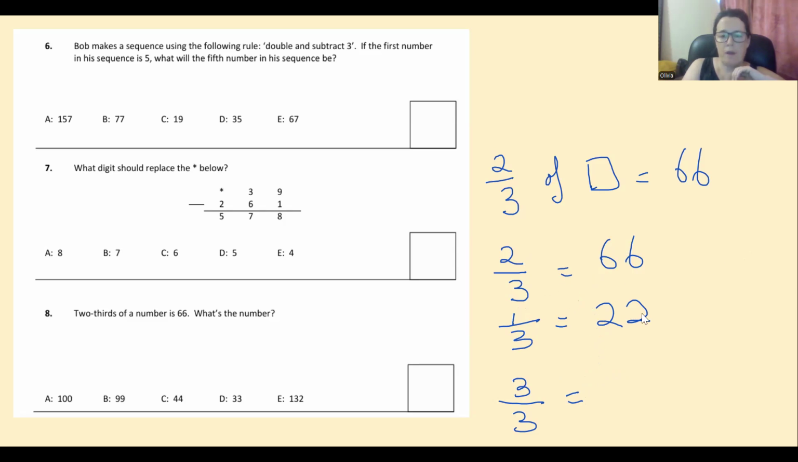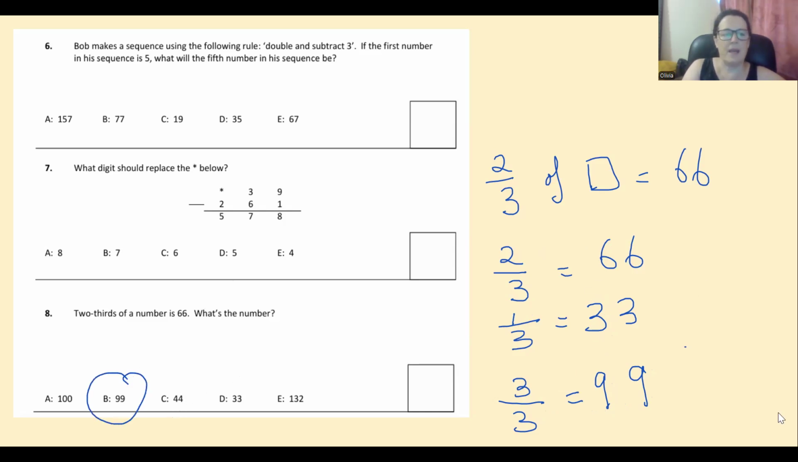Did you spot my awful mistake? Do you know what it was? Okay, 2/3 equals 66. What is 1/3? Slow down, Olivia. 1/3 is 66 divided by 2, which is 33. 3/3, I multiply 33 by 3, which is 99. So the answer is 99.